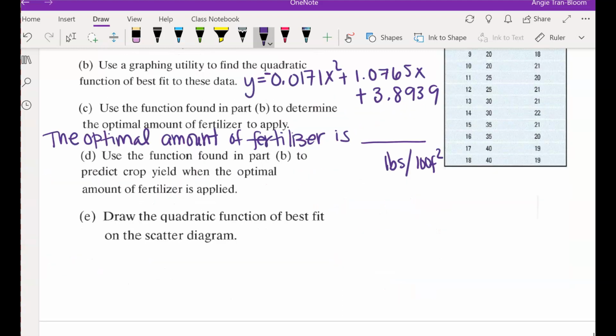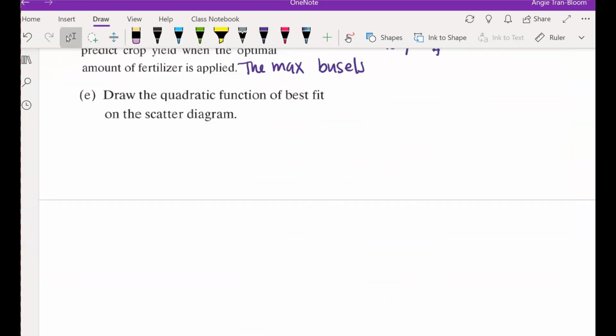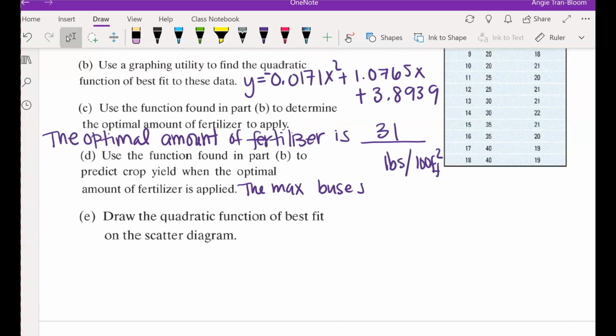Okay, fill in the blank space. What's the amount of fertilizer we can use? 31. Thank you. 31 pounds for every 100 square feet. Perfect. Then with that amount, how many bushels do we yield? The max number of bushels. 21. Thank you.